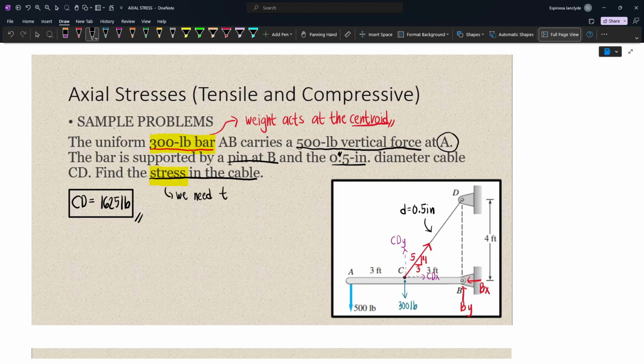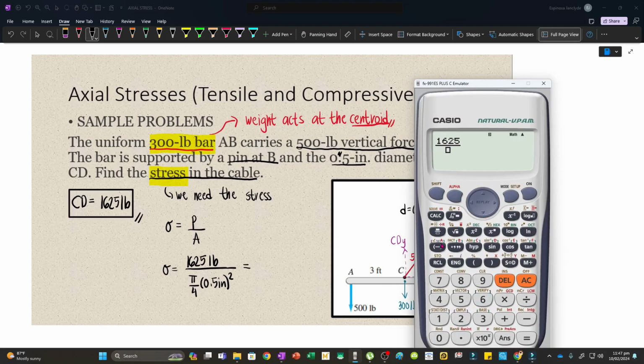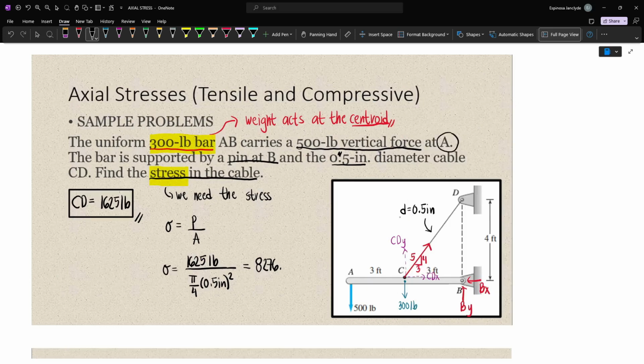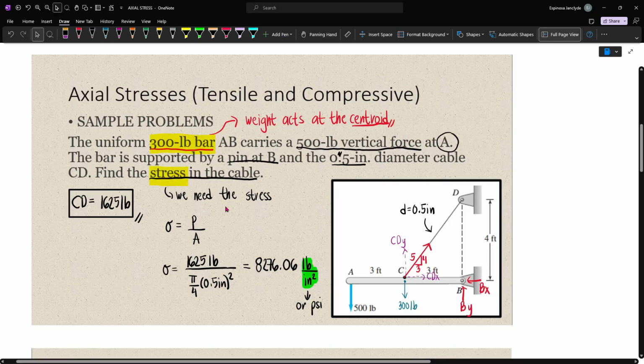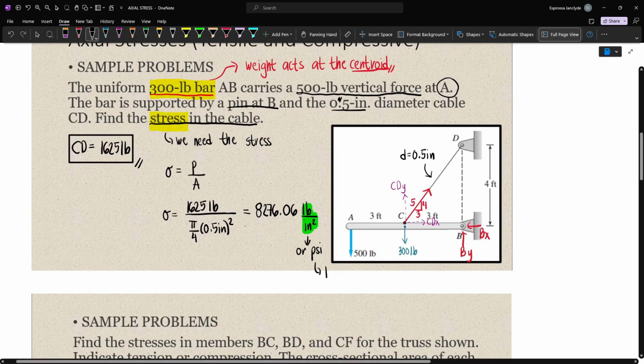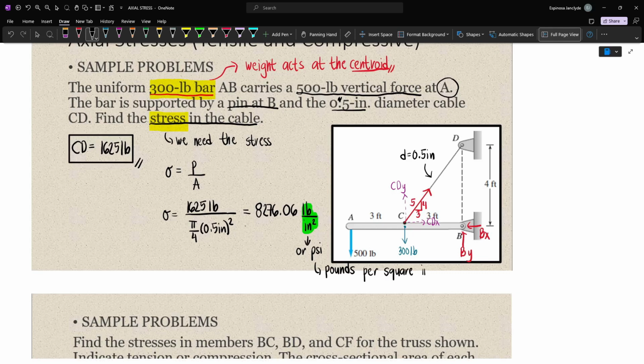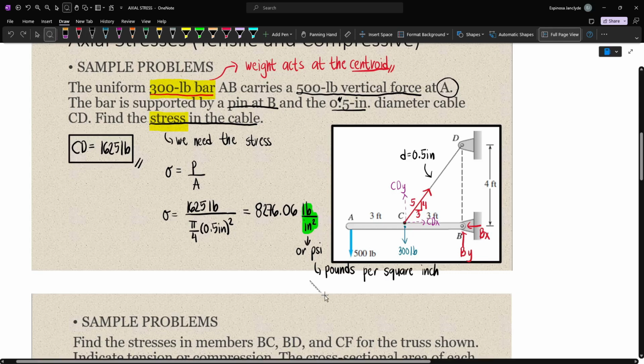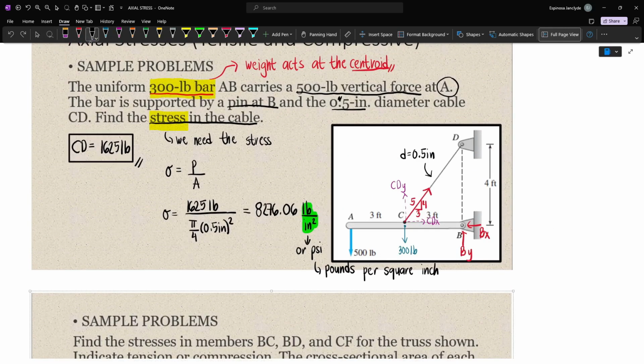Now, to find the stress in the cable, we will simply divide the force by the area of the cross-section. The diameter of the cable is given, and it is 0.5 inches, so we'll use that in our calculation. The formula we are using here is the area of a circular section. Our resulting unit is lb per inch squared, which is equivalent to psi, because this means pounds per square inch. And so this is our answer.